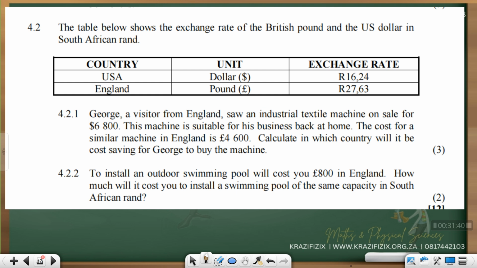Where do you think is going to be cheaper? Is it going to be cheaper in dollars or pounds? Dollar. How did you do that? Did you prove it? Yes. How did you prove it, sir? What did you do?